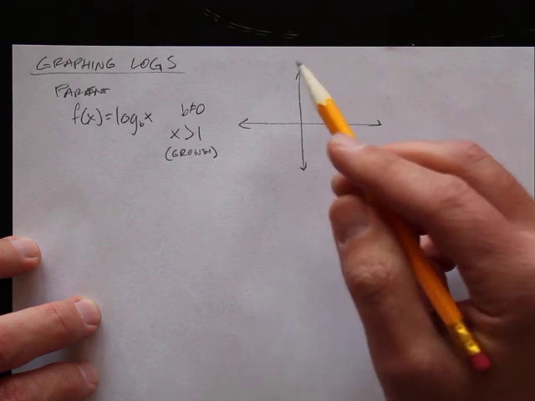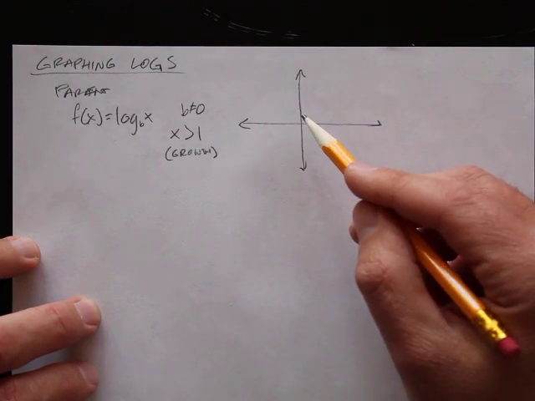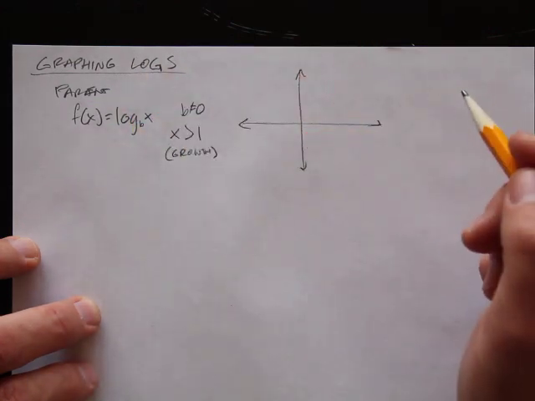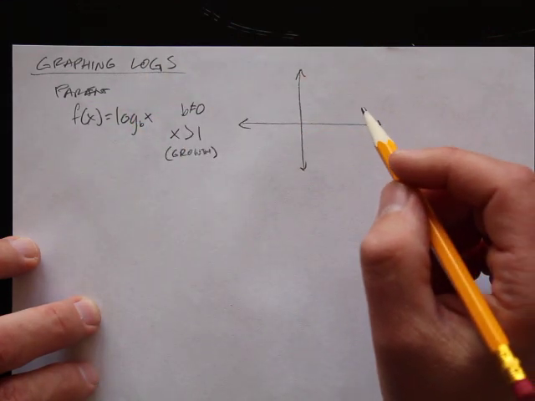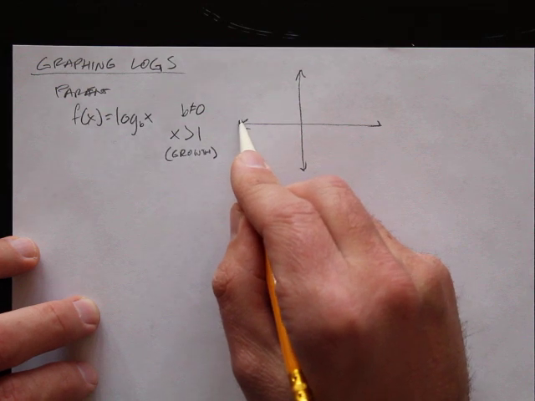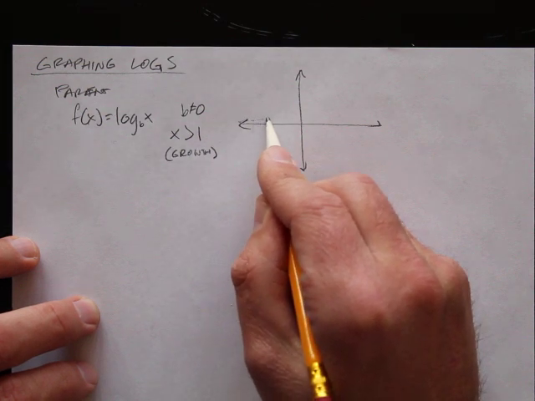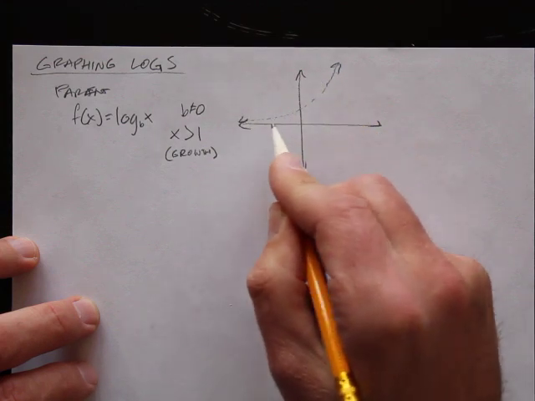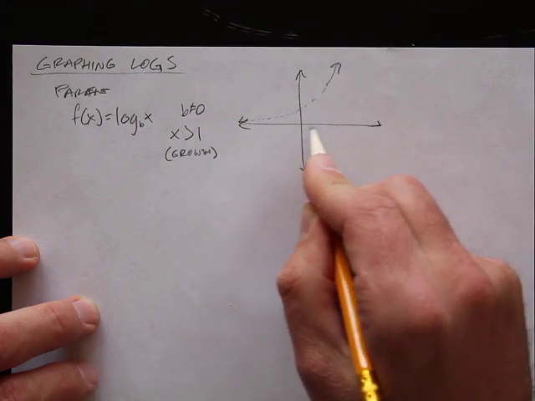And the way a log works is it's the inverse of what an exponential function would look like. So if you had the normal exponential function, the parent graph would look like this, where y equals 0 is the asymptote.